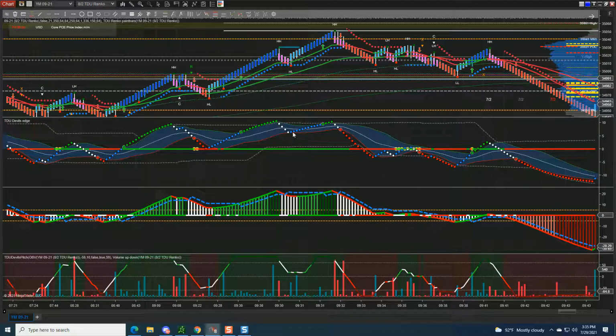Now you'll note here as we come back into the river, the signal to be a buyer doesn't fire until we get all the way right. We see the arrow right here, but the trade is right here.